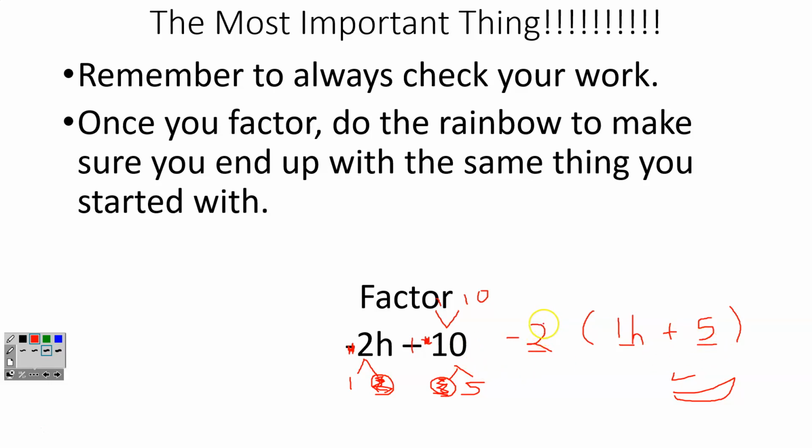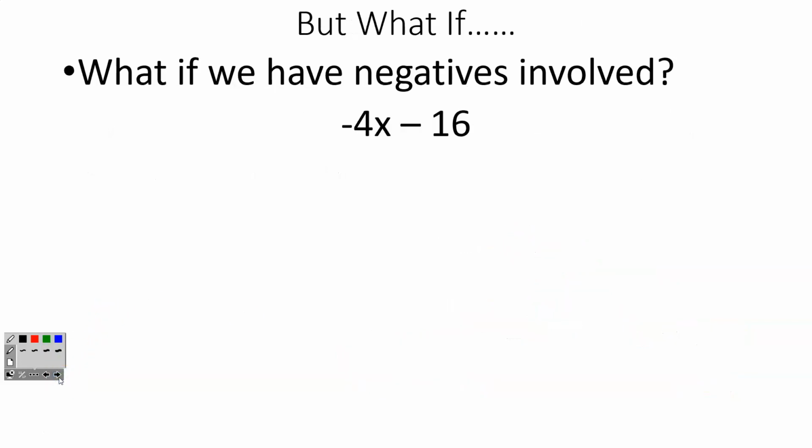If I want to check my work, like I just set up here, make sure you check your work. I'm going to do my rainbow. Woo! A negative 2 times 1h would give me a negative 2h. Rainbow! Negative 2 times a positive 5 would give me a negative 10, which is exactly what I originally started with. So I factored that one correctly. So watch for those negatives.